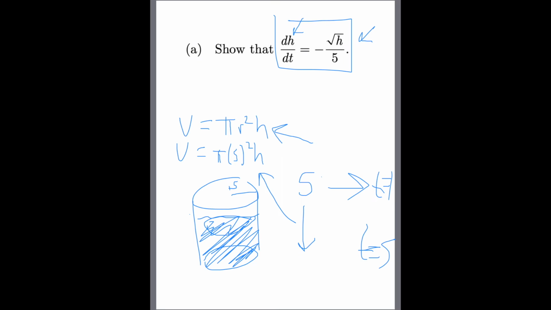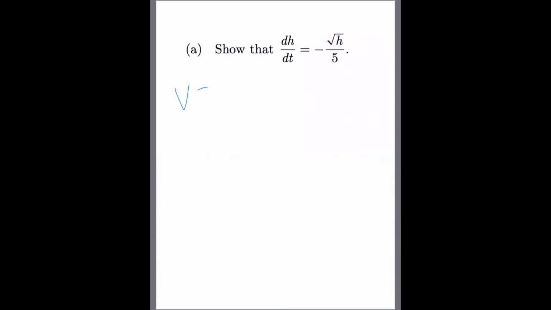So since 5 is a constant, we can just simplify this to v is equal to 25 pi h. And then from there, now we can take the derivative, find dh over dt, and do what we know. So clear this. We know that v is equal to 25 pi h. And Julia, you're going to tell me how to take the derivative of this.